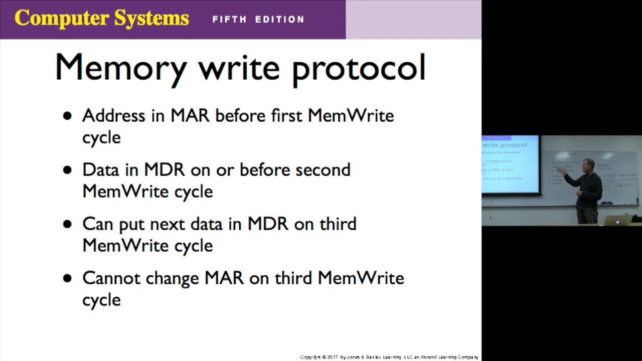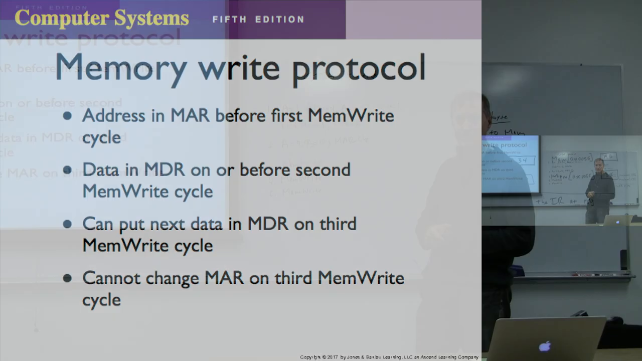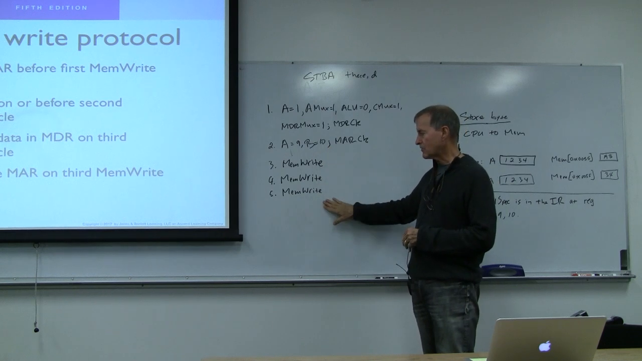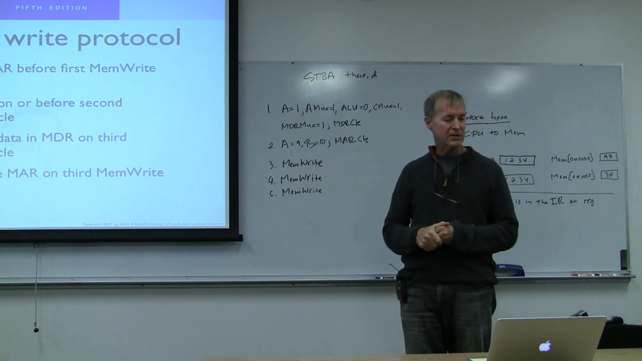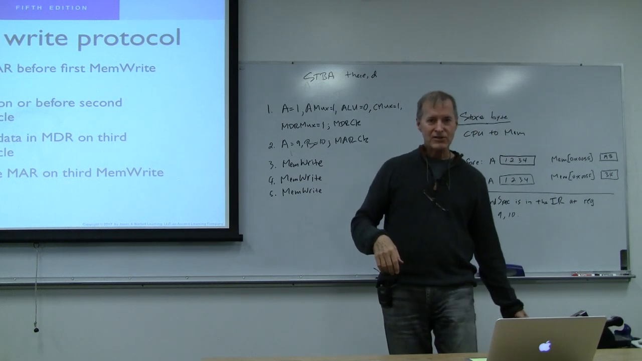These are called bus protocols. So the memory write protocol is: the address has to be in the MAR before the first memwrite cycle. The data can be in the MDR on or before the second memwrite cycle. We didn't know that at the time, but we can take advantage of that. If we do, we can decrease this from 5 to 4 cycles. And we can put the next data in the MDR on the third memwrite cycle, but you cannot change the MAR on the third memwrite cycle. So if we follow these rules, we can decrease this by one cycle. Is everybody clear? Why don't we just go ahead and finish up with the demo?